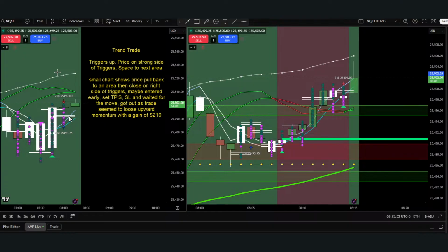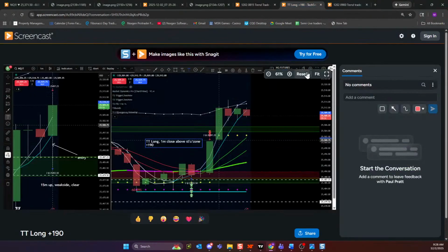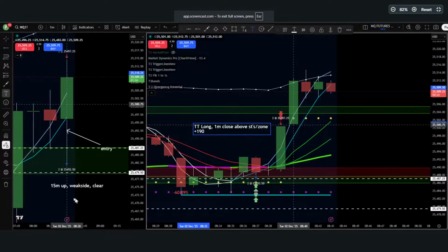And Victor says, well, from the strong side, that's just another trend trade. What a great hold. And once again, we're seeing great stop placement, keeping you in the correct trade where the market shouldn't go. Victor, nicely done. Easy $210.